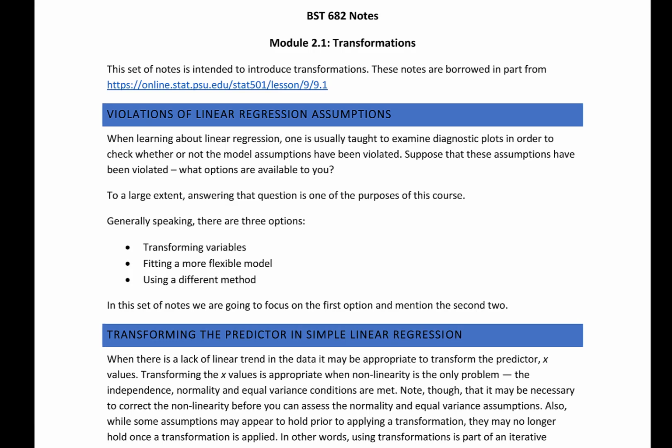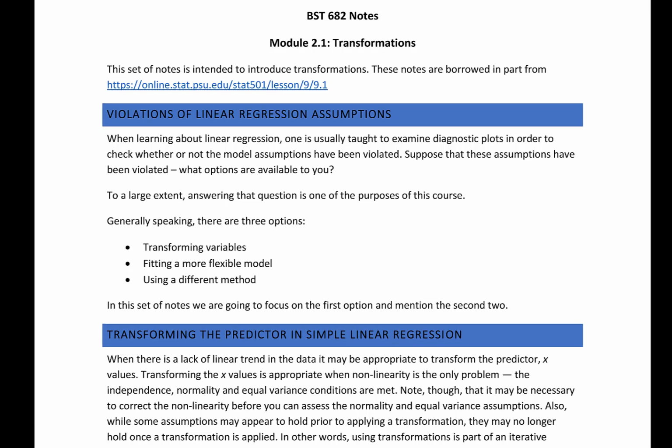In this video, we're going to look at transformations. Previously, when you learned about linear regression, one of the things we learned was really important was to always check the assumptions, to make sure that you don't need to tweak the model, that there's nothing of real concern here. We usually would do that through diagnostic plots, and in particular, we were usually looking at the residuals. Our whole goal was to figure out whether or not those model assumptions had been violated.